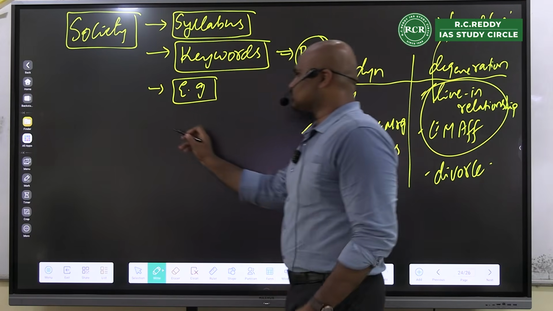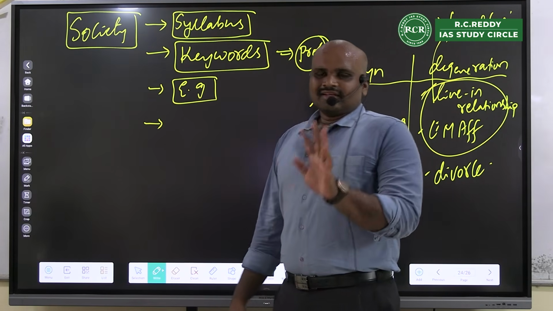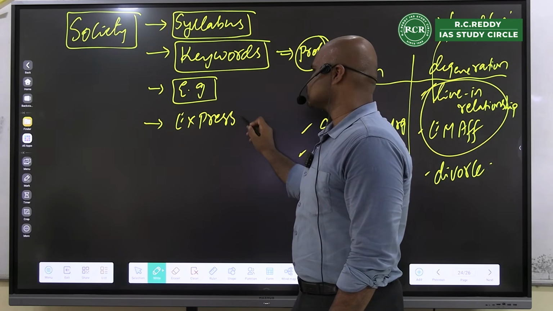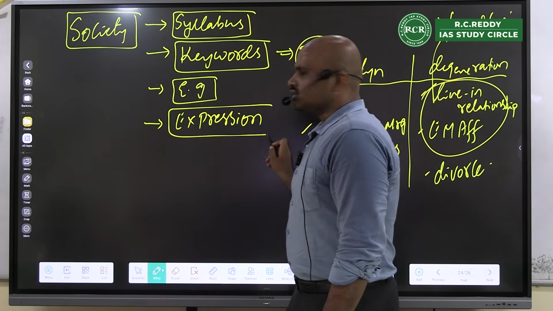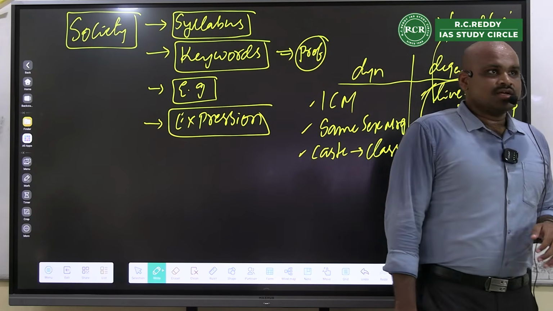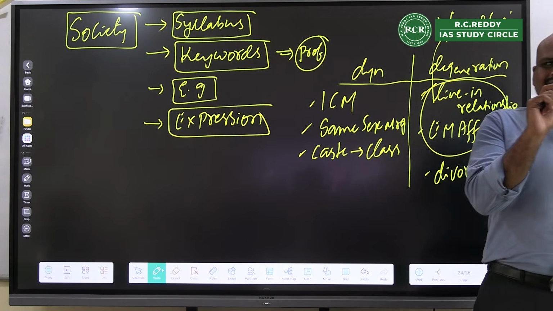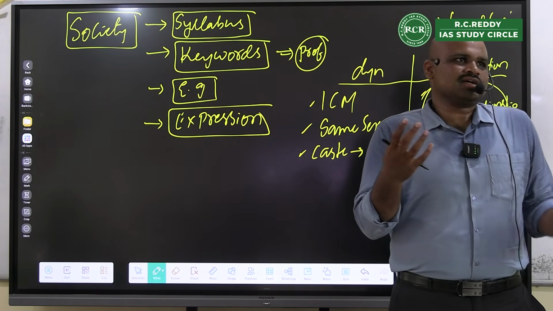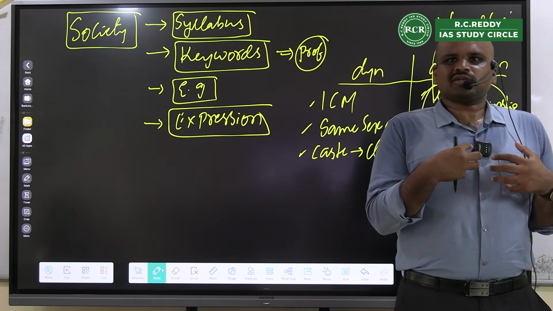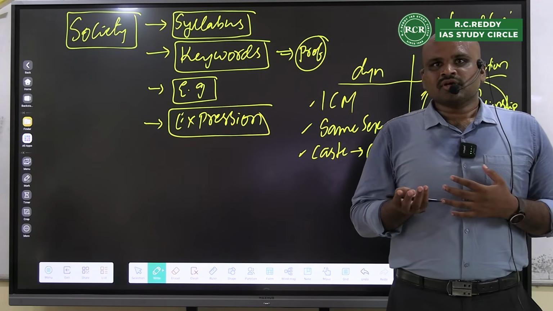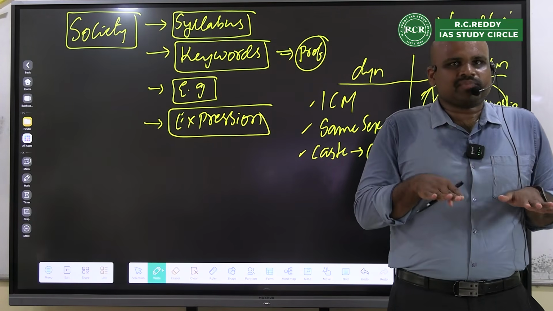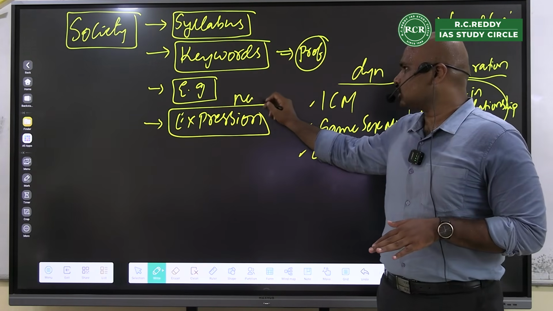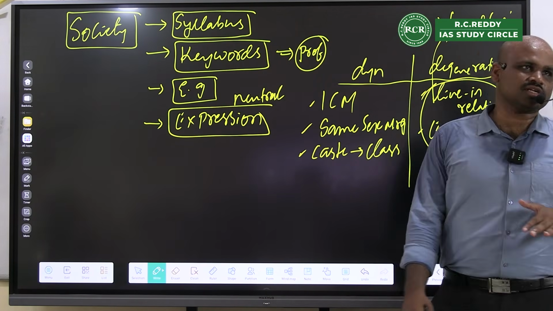Now what is the fourth aspect in society? This is very relevant in society: expression. If you somewhere deviate in your expression, because society is one such subject where some polarization from your life will come out, kindly suppress those polarizations being expressed in the answer and maintain a neutral expression when you are writing society.